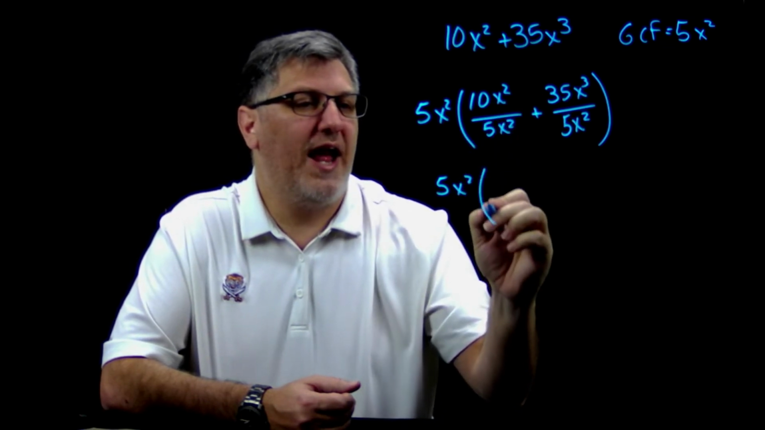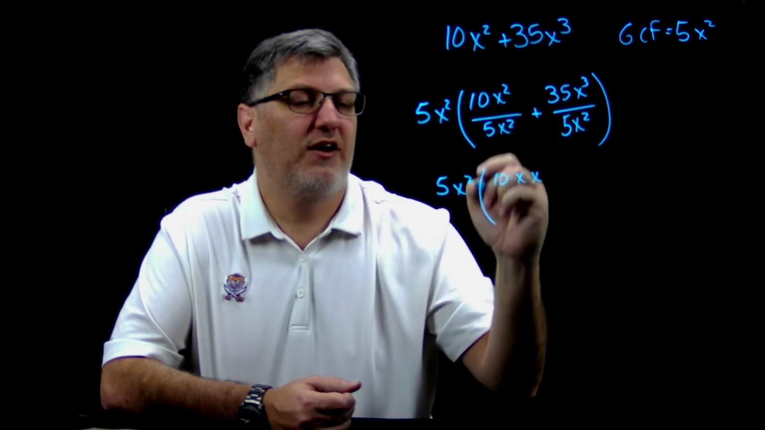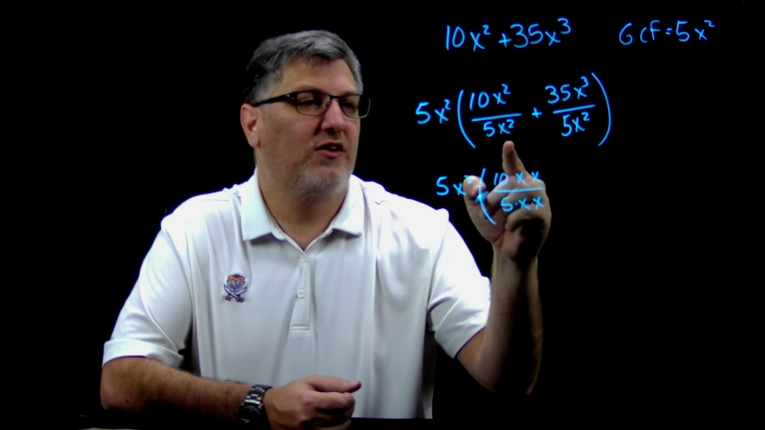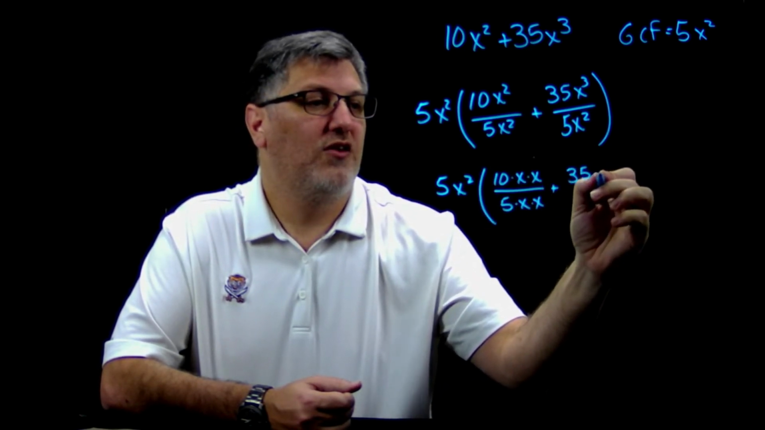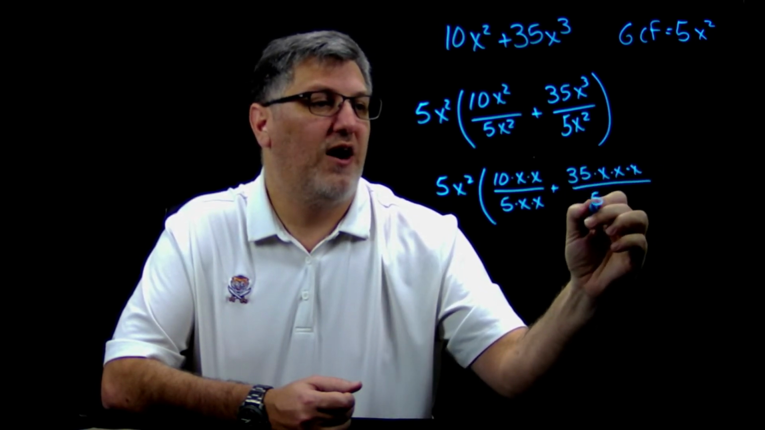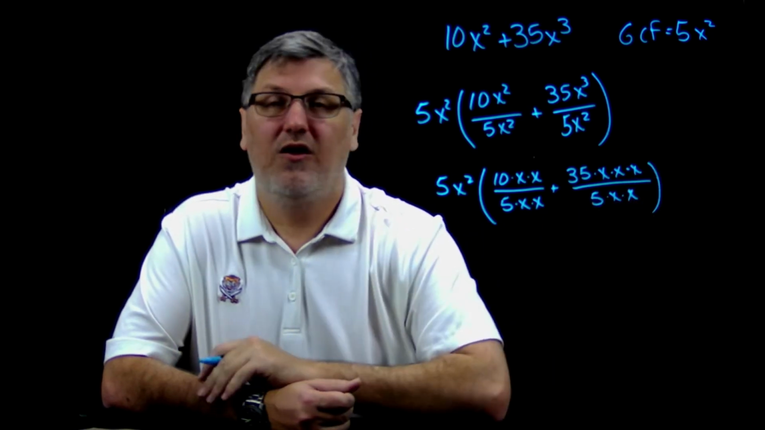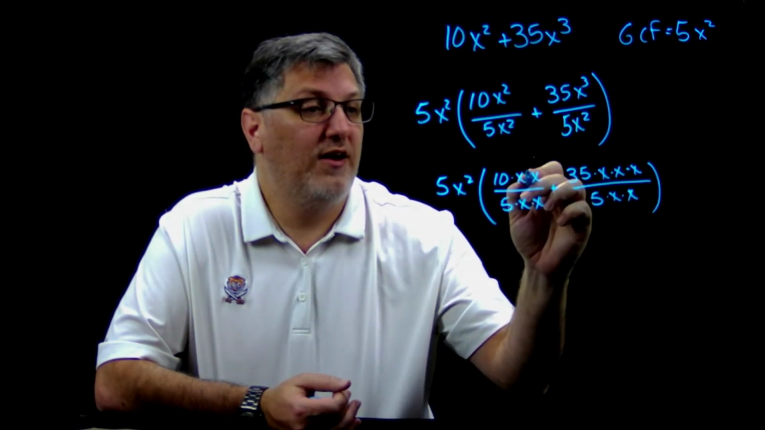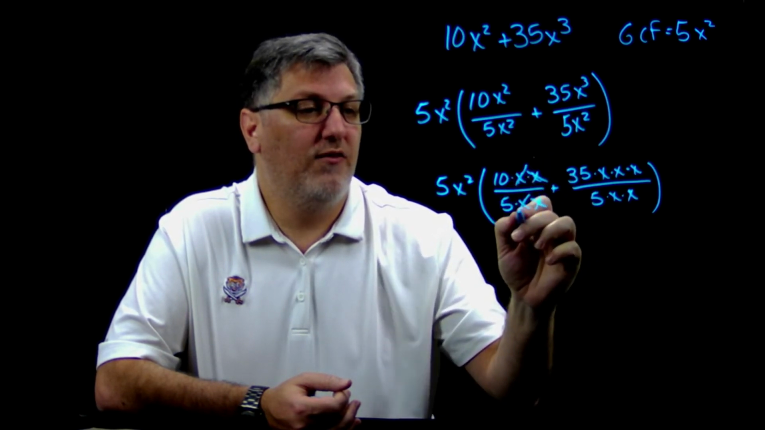Well, let's write what this actually means. This is 10 times x times x, that's what x squared is, over 5 times x times x, that's what x squared is, plus 35 times x times x times x over 5 times x times x. All right, so all we're going to do is reduce these fractions now. We're going to simplify. I notice I have an x squared here, that goes away and this goes away. This one goes away and this one goes away.